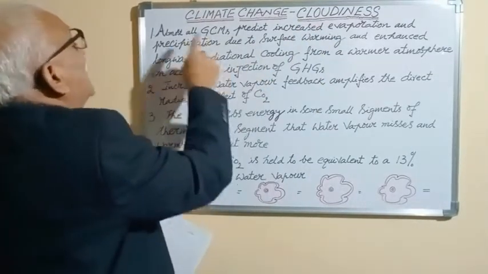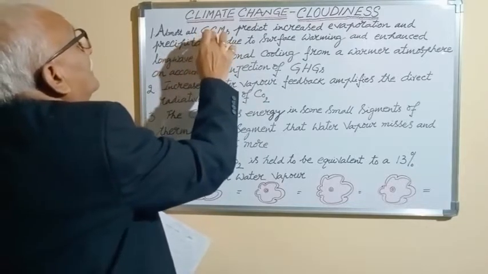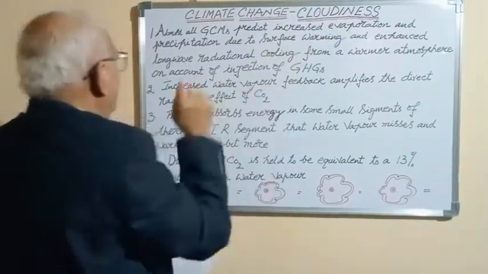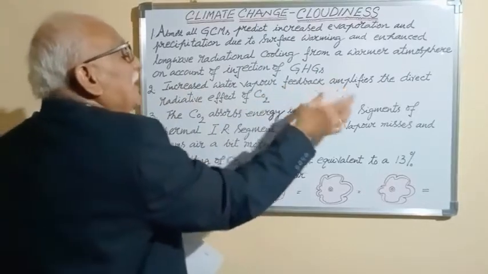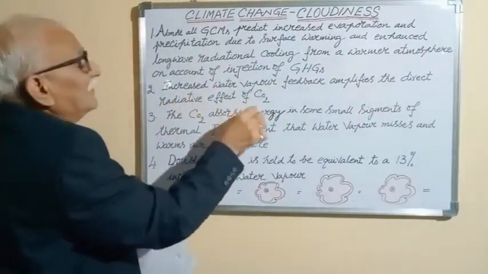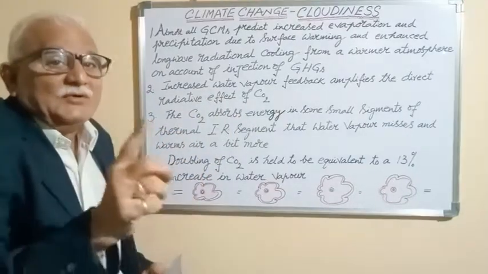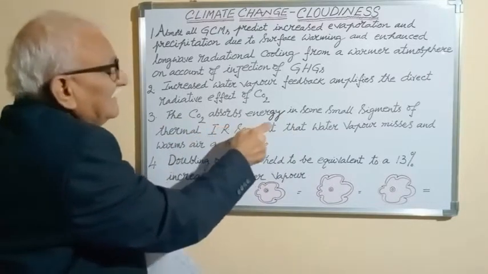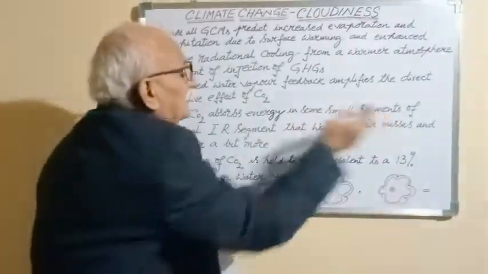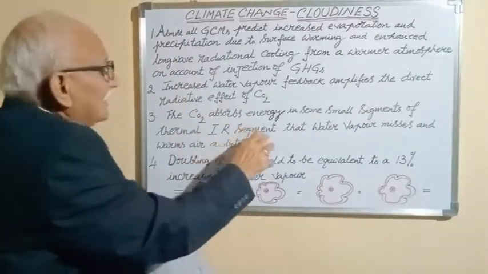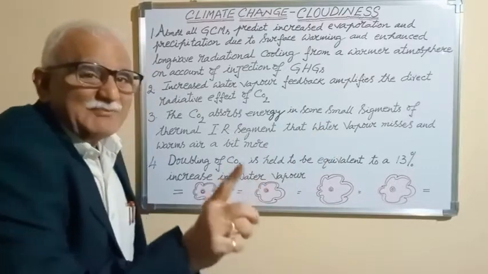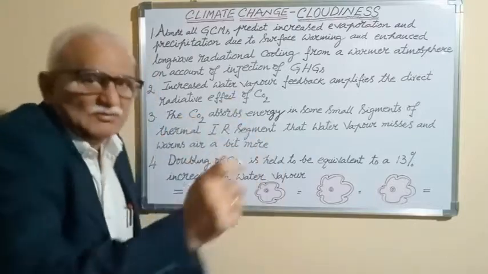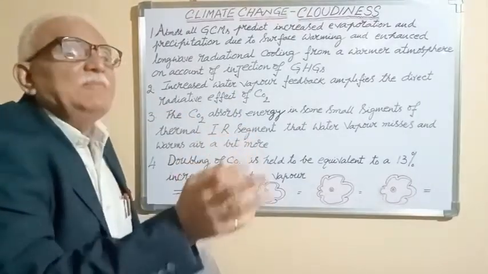Now, why do almost all global climate models predict increased evaporation? Because of increased evaporation, increased water vapor feedback amplifies the direct radiative effect of CO2. So the direct radiative effect of CO2 is amplified. Now, CO2 absorbs energy in some small segments of the thermal infrared spectrum that water vapor misses, and warms the air a bit more. CO2 warms the air a bit more.